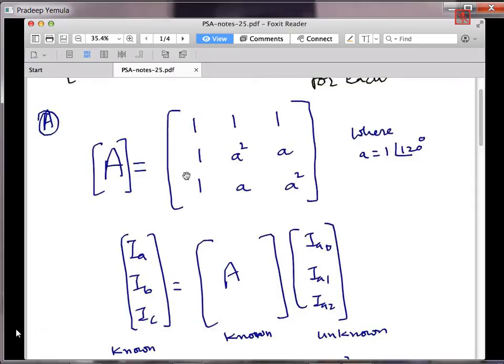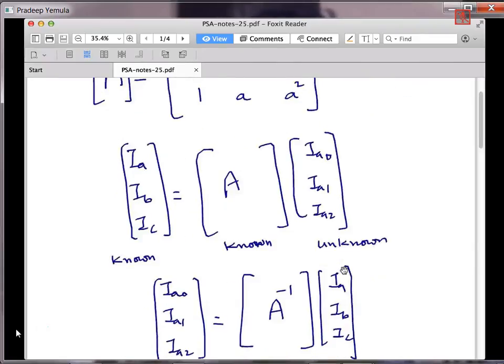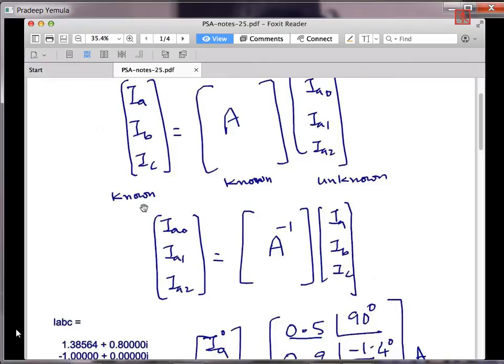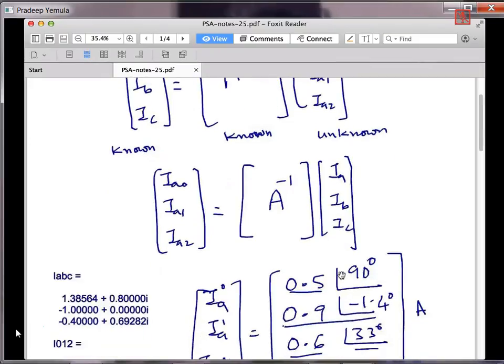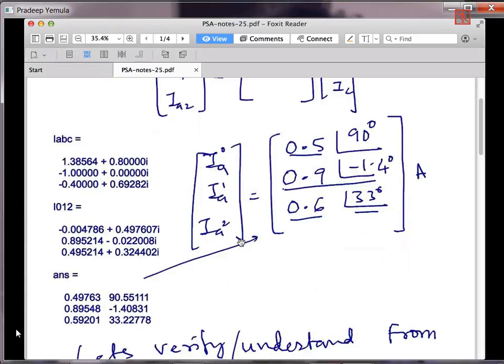You know this A matrix, where A is 1 angle 120 degrees. Given this A matrix, IABC can be expressed as A into IA0, IA1 and IA2. IA0 is the zero sequence component, IA1 is the positive sequence component, IA2 is the negative sequence component. Since IABC is known and A is known, the unknown is on this side, so I just multiply with A inverse on both sides. I get IA0, IA1, IA2 as A inverse of IABC. By simple calculation in MATLAB, I got these values of IA0, IA1 and IA2.